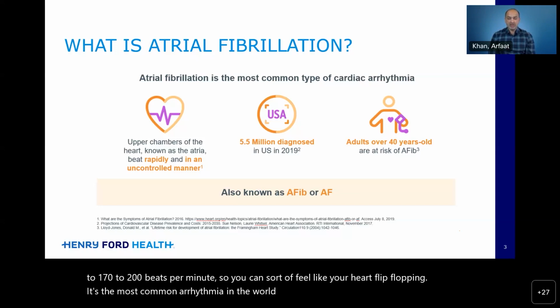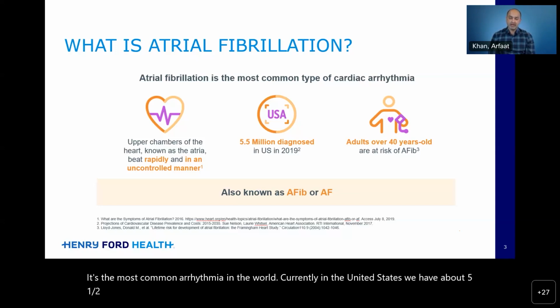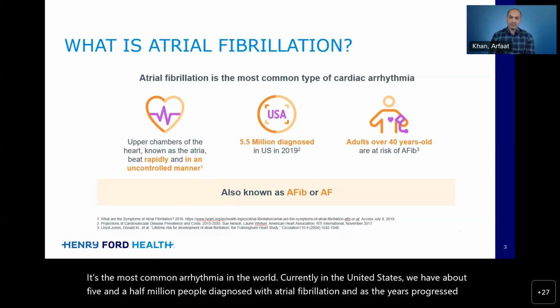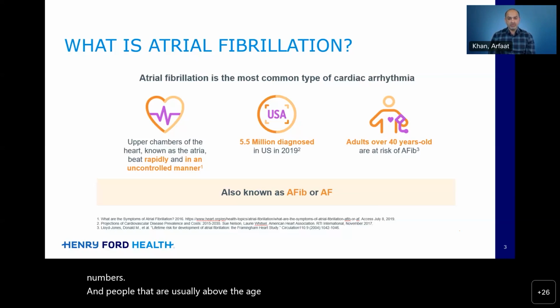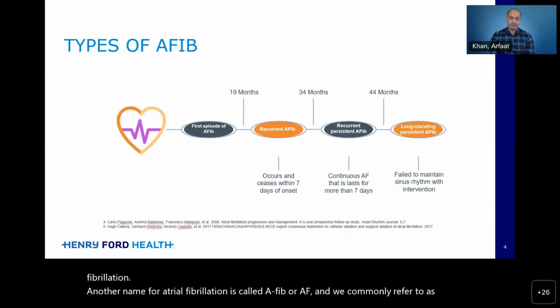Currently in the United States, we have about 5.5 million people diagnosed with atrial fibrillation. And as the years progress, the expected prevalence of this condition is expected to rise to even higher numbers. People that are usually above the age of 40 are most at risk of developing atrial fibrillation. Another name for atrial fibrillation is Afib or AF, and we commonly refer to it as Afib.